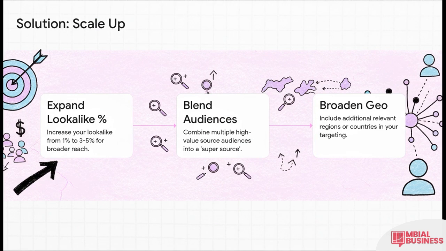So the solution here is all about calculated expansion. First, you can carefully expand your lookalike percentage, maybe from 1% to 3 or 5%, or you can blend multiple high-quality sources together to create a bigger super source audience. And of course, you can always strategically broaden your geographic targeting.